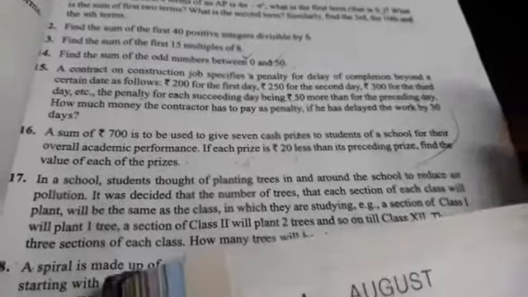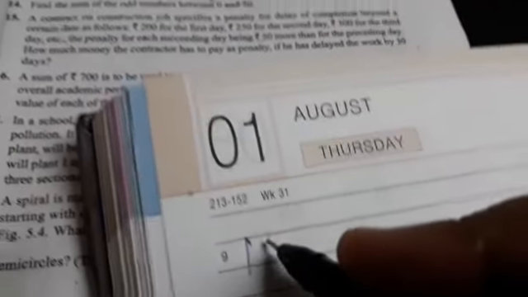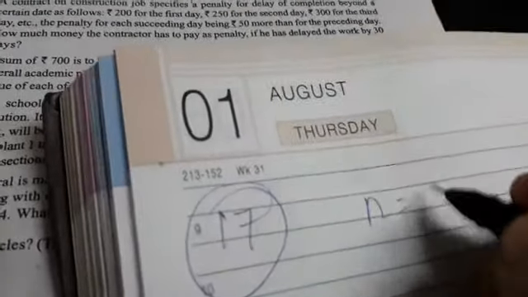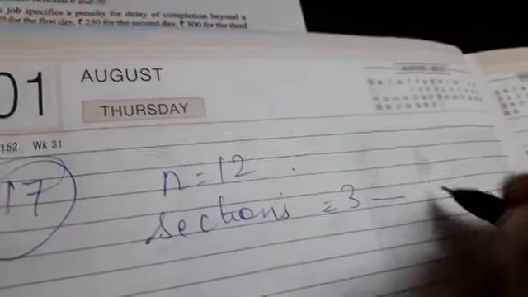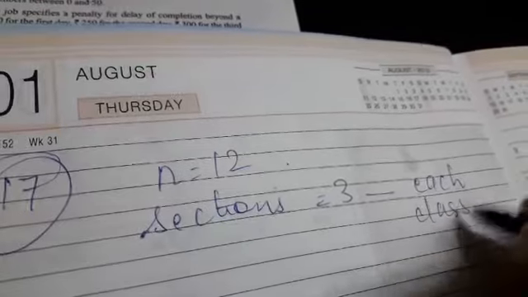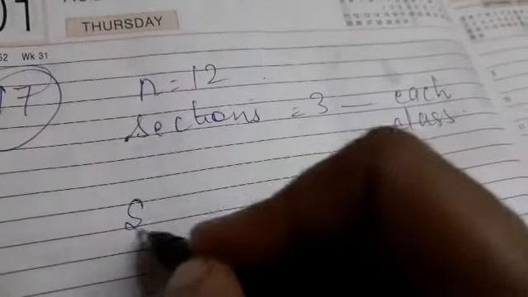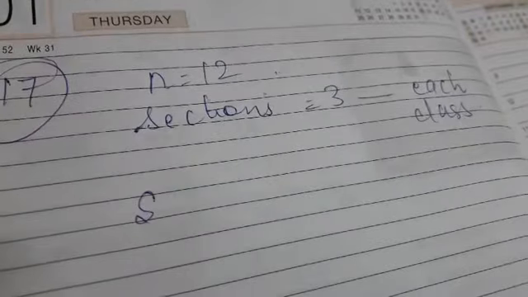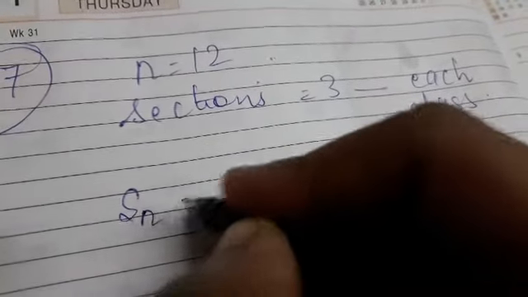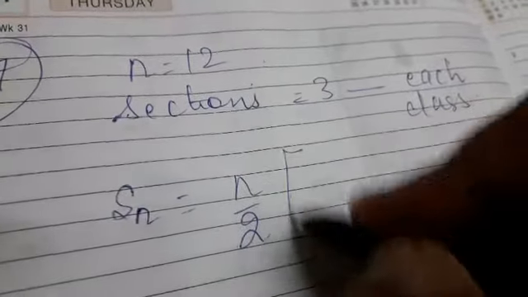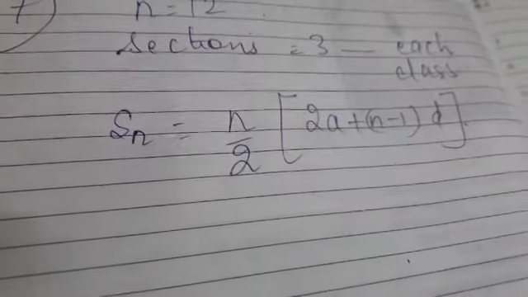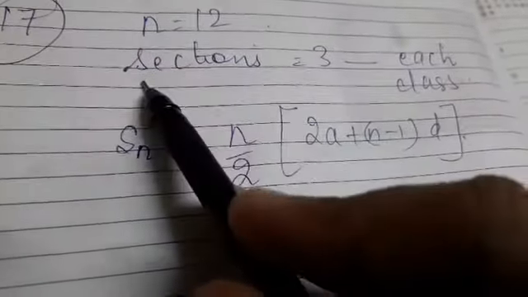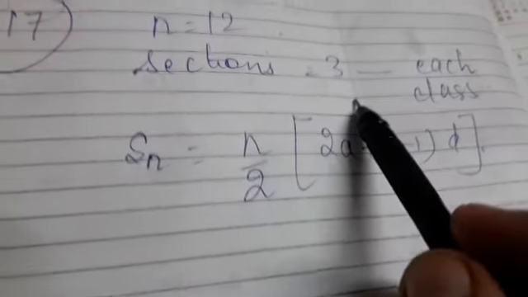Now here you have to remember that in question number 17, n will be equal to 12, right? Now total there are how many sections? There are total 3 sections of each class. Okay. Now to find the sum, the formula will be same, n by 2 into 2a plus n minus 1 d, right? Now total how many sections, total how many classes are there?